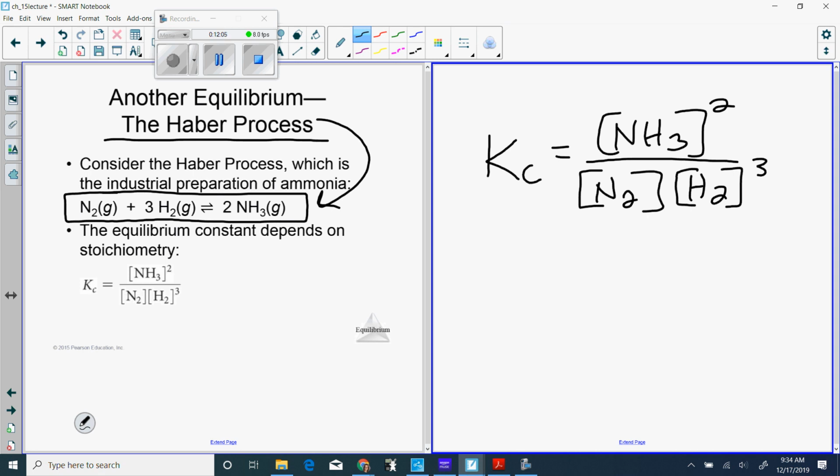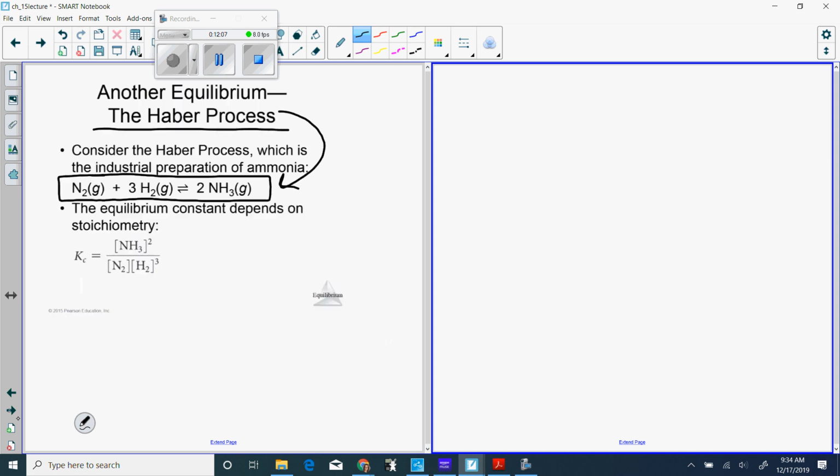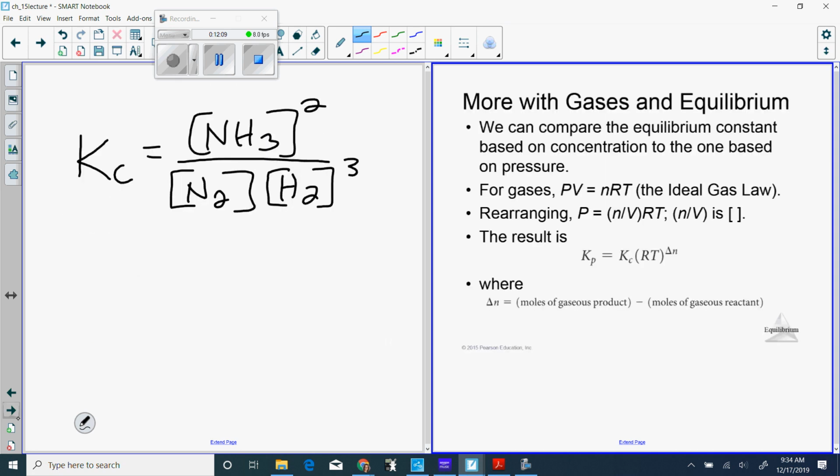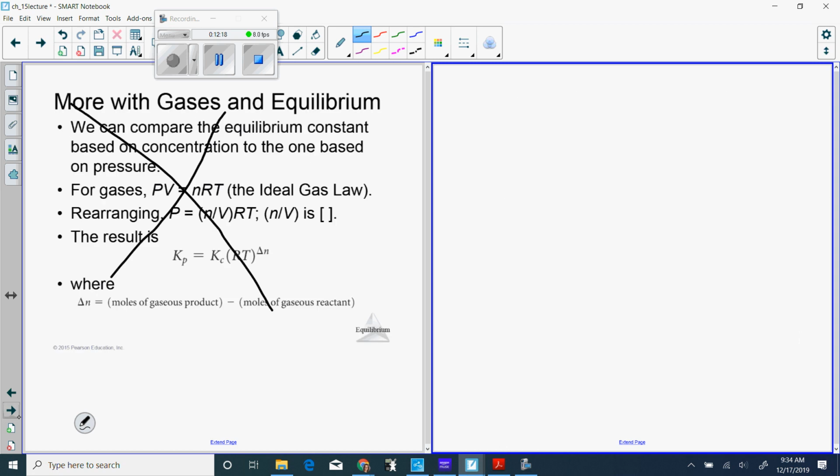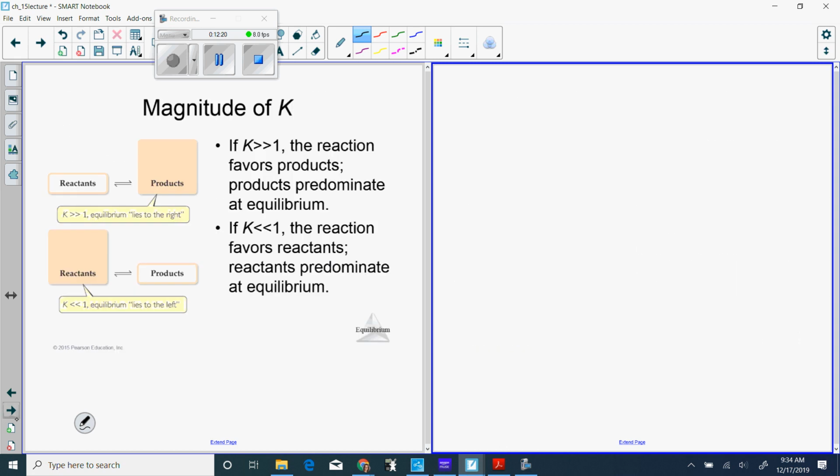Okay, so Haber process is how they make ammonia. I don't know why you need to know that, but you do. You can cross off this whole thing. They took it off the equation sheet this year, which means you are not going to be asked to do it, which is awesome. One less thing to do.